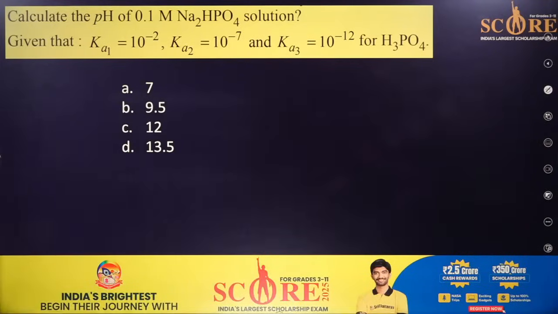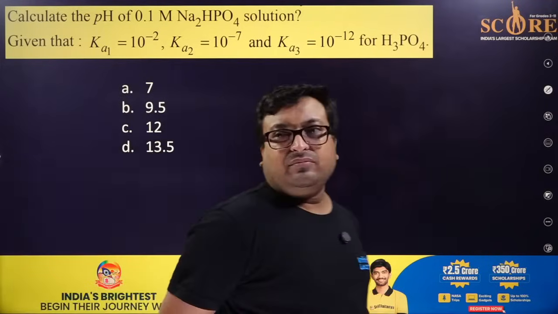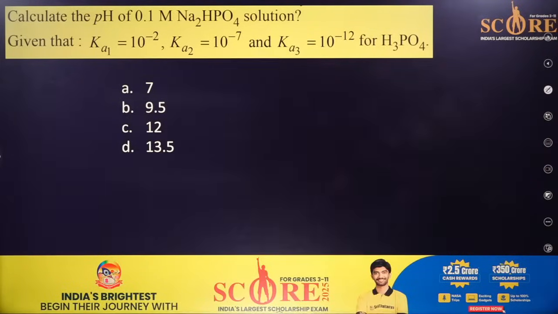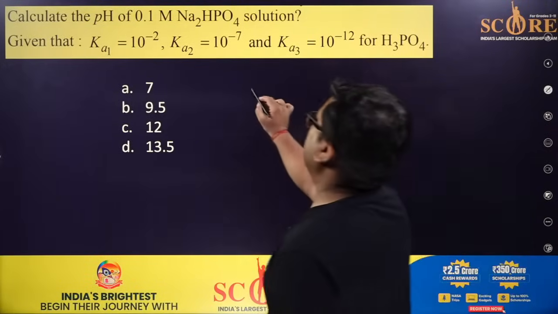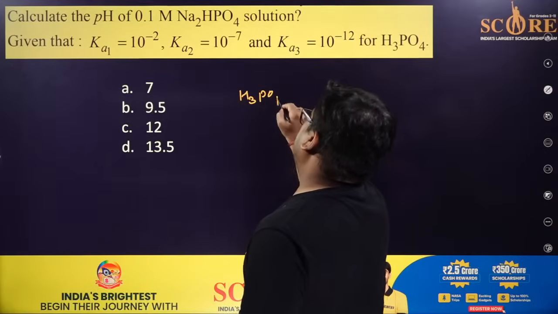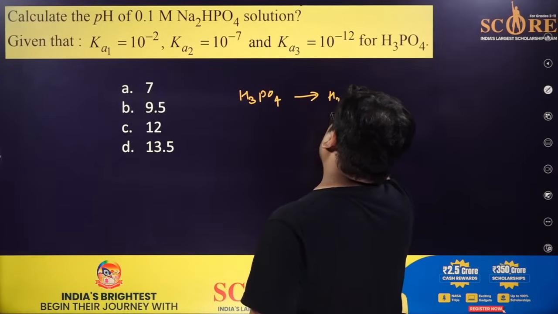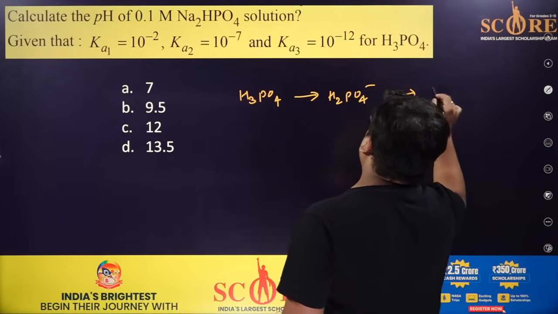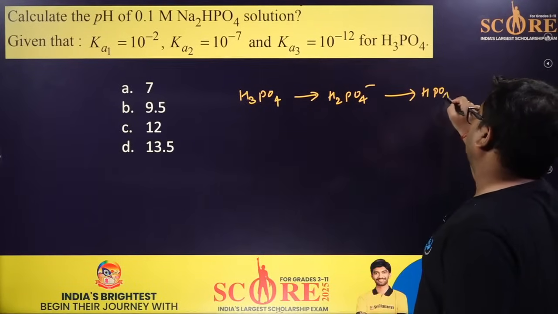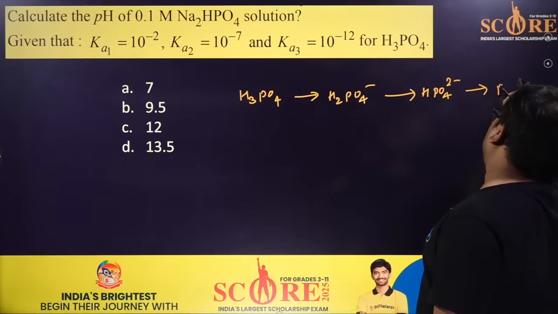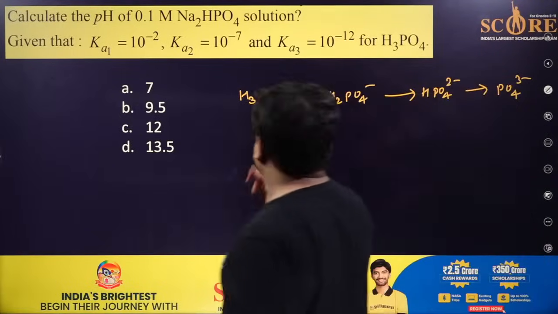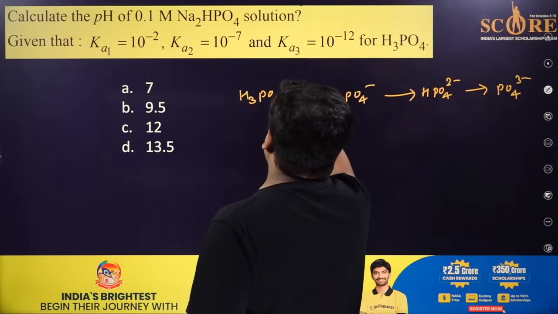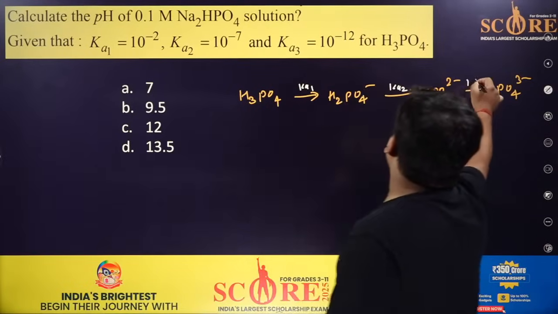This is a very easy question, B. Okay, so let's see. This is H3PO4, and I am just explaining how you can calculate the answer. So this is H2PO4 minus, this is HPO4 2 minus, and this will be PO4 3 minus. It will release H plus. So this is K1, this is K2, and this is K3.